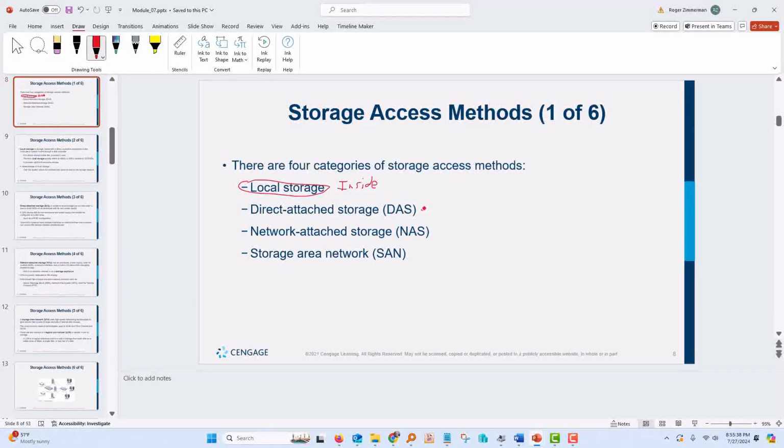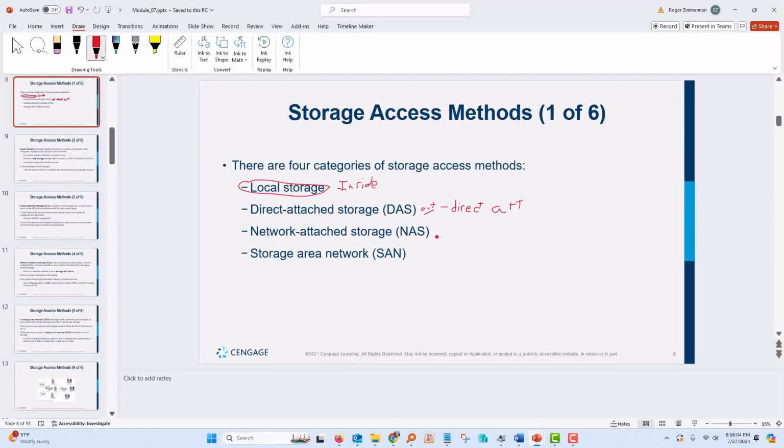So this is outside, but it is directly attached. Directly attached. I don't know if you can read that outside there. Outside but directly attached. Network attached storage is a very interesting one.